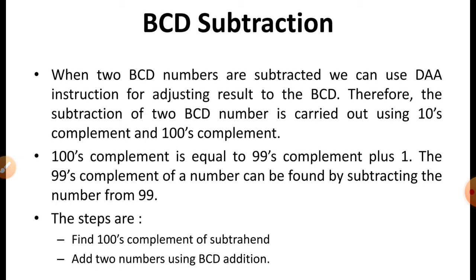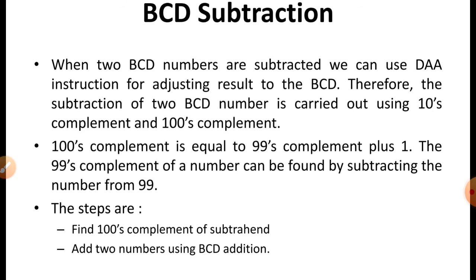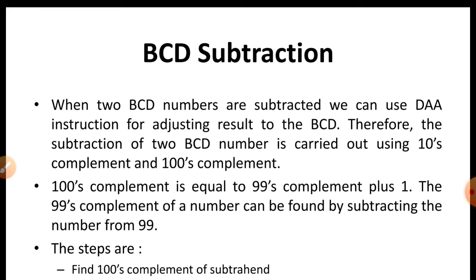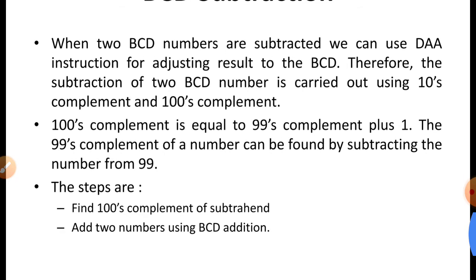Of course, we have used the DAA instruction to make the adjustment in the case of BCD addition. That same instruction can also be used in BCD subtraction, but we have to see that subtraction can be done with the help of the hundreds complement and the tens complement. And what is the hundreds complement and the tens complement? It is very simple, because normally subtraction is done with the help of this complement method.